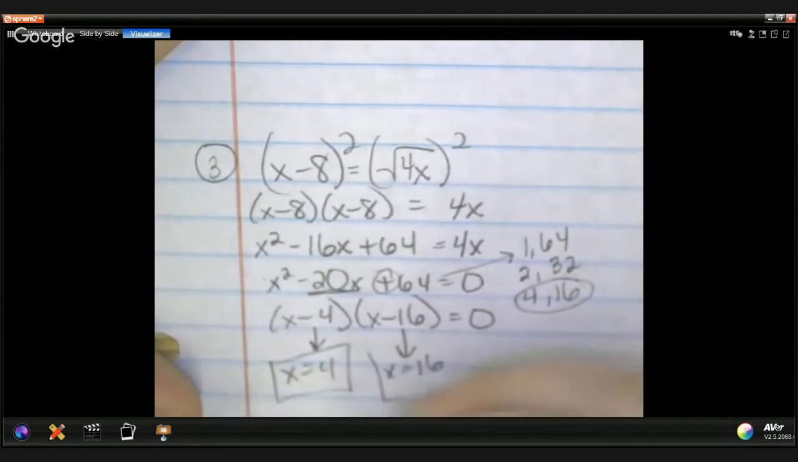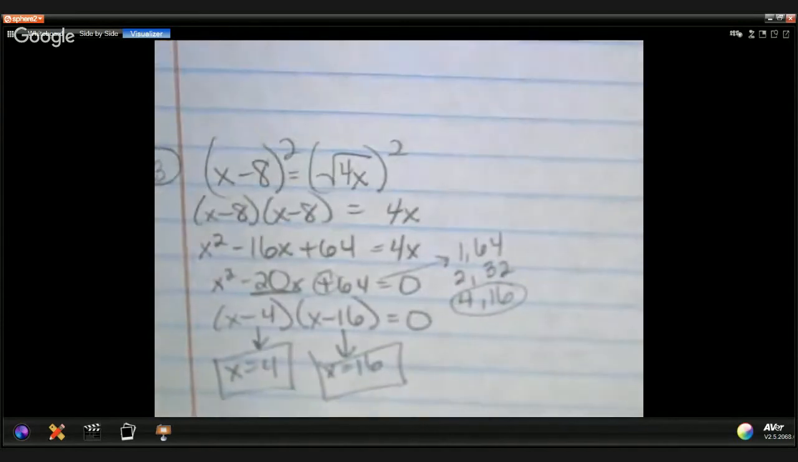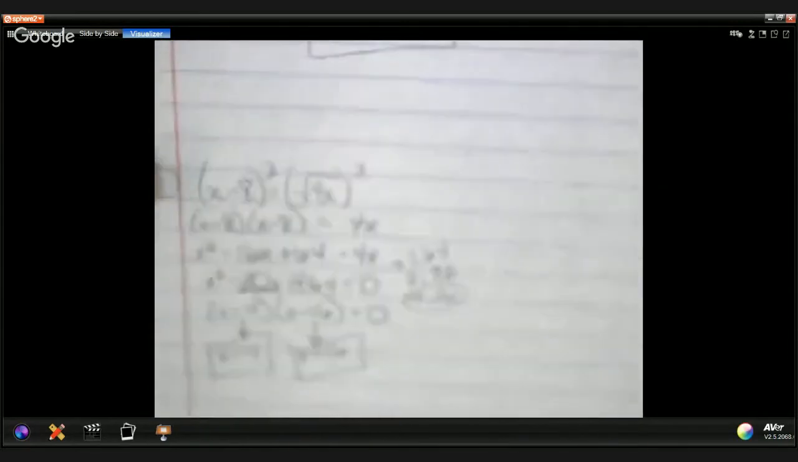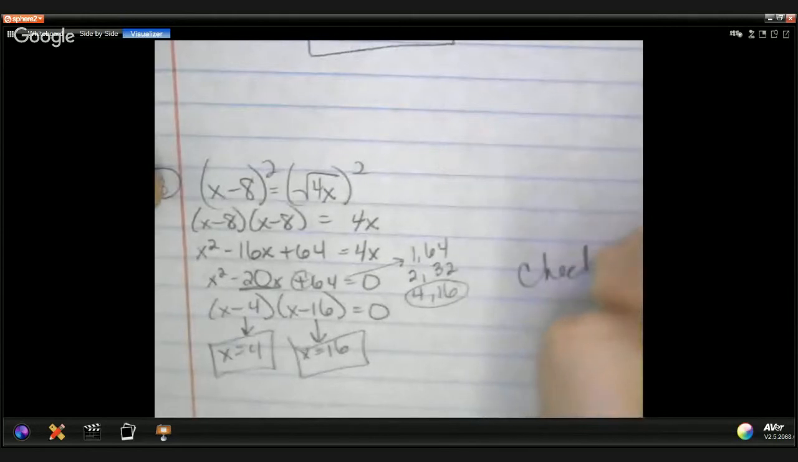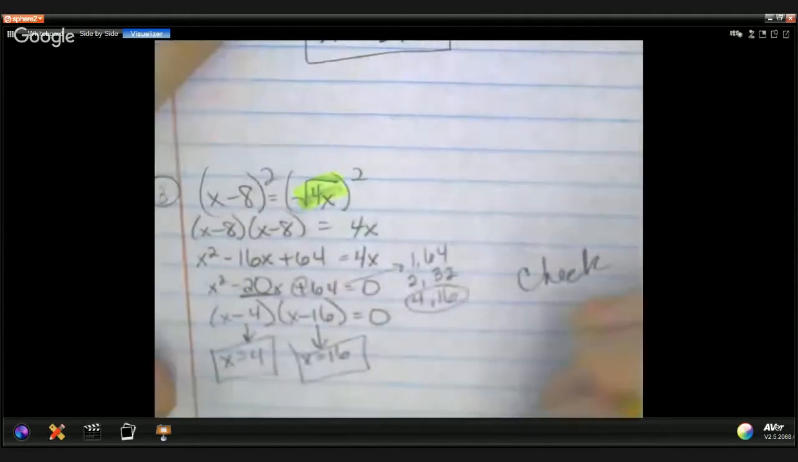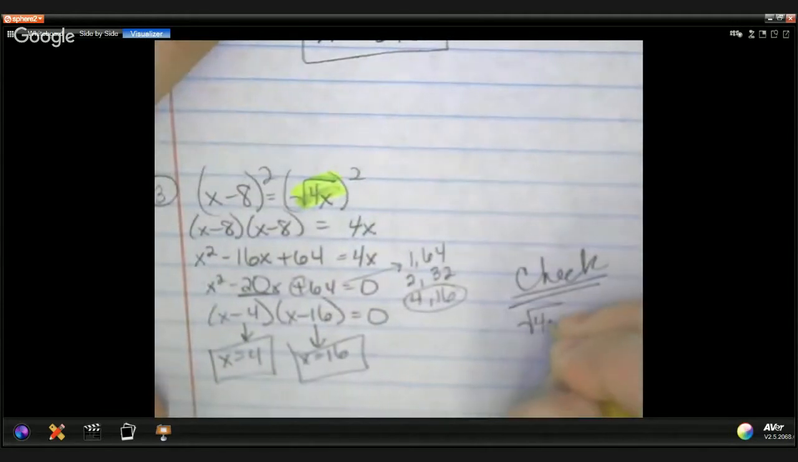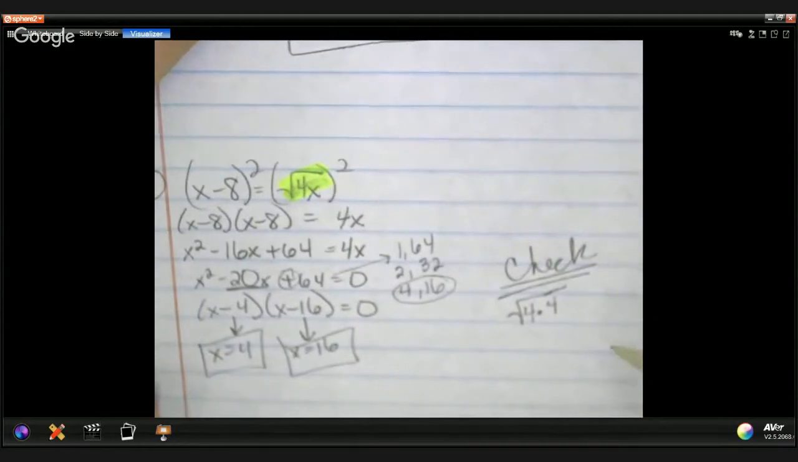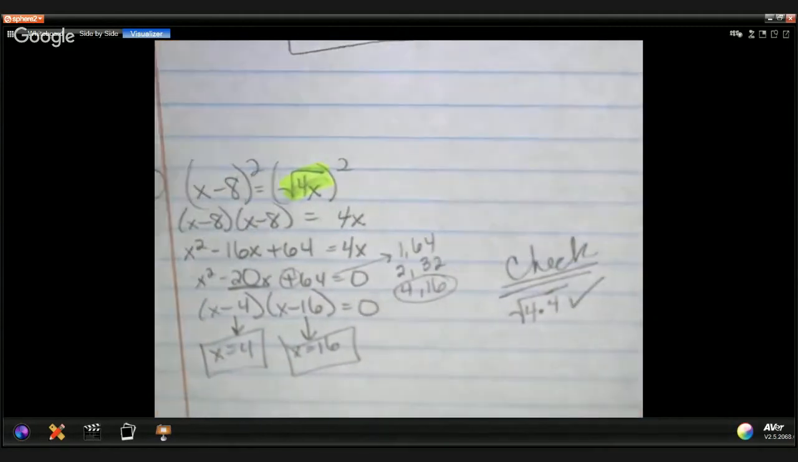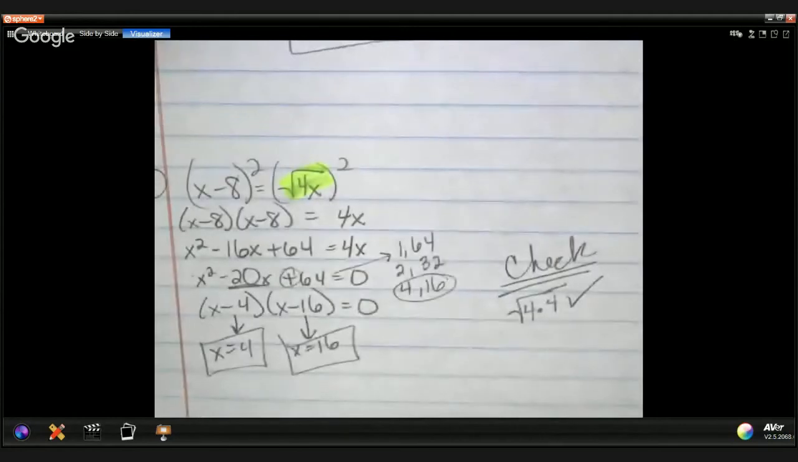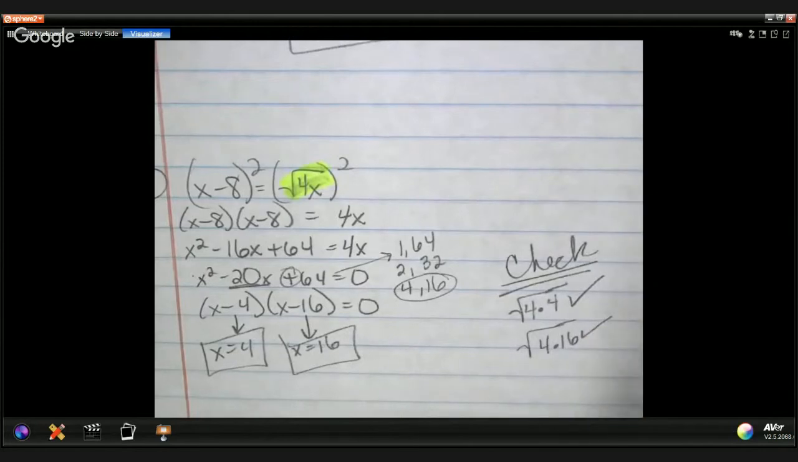And so now I need to check those. When I check them here, I'm going to have the square root of 4 times 4. Well, that's a positive number, so that works. Then I have the square root of 4 times 16. That's also a positive number, so that one also works. I promise you there will be times when they don't work. I just haven't given you an example of that yet. But there will be times when that happens.